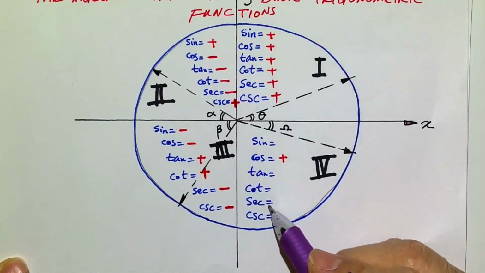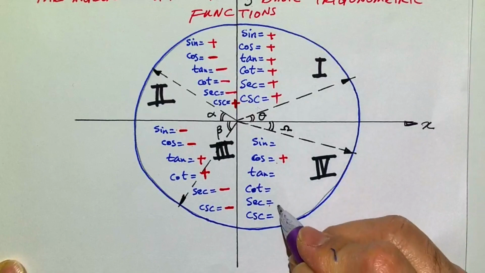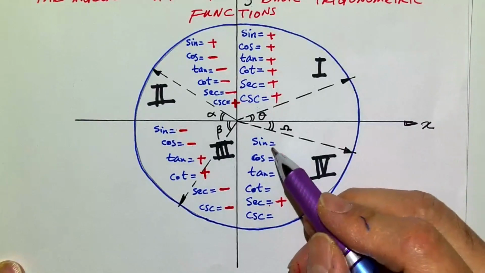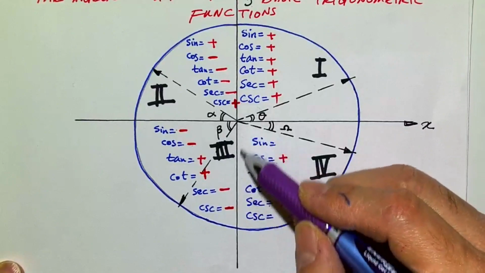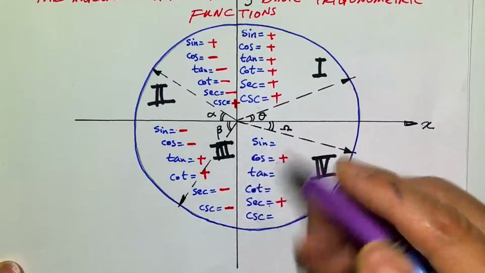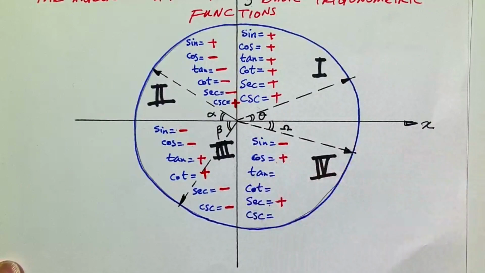Well, secant function is the reciprocal of cosine function. So the secant function also should be positive, right? Now sine for sure should be negative, right? Because sine function is associated with the y-axis, so that's negative. In the fourth quadrant, y-axis is negative.